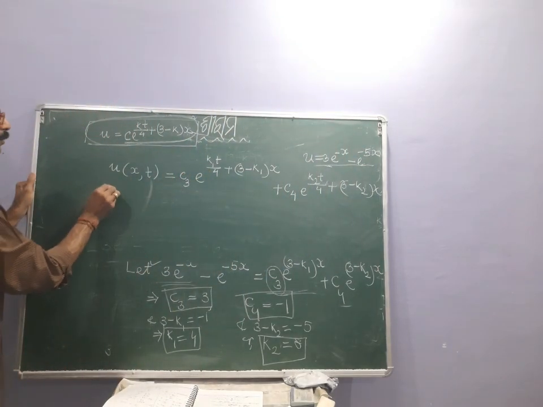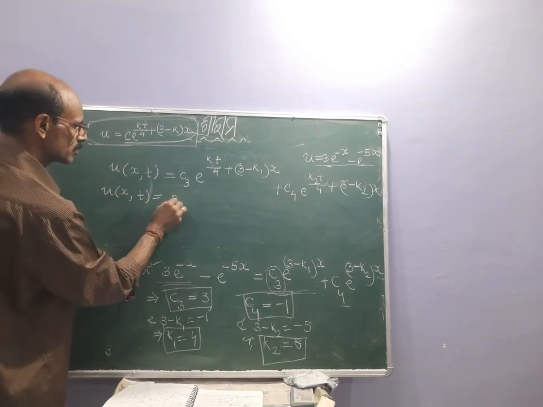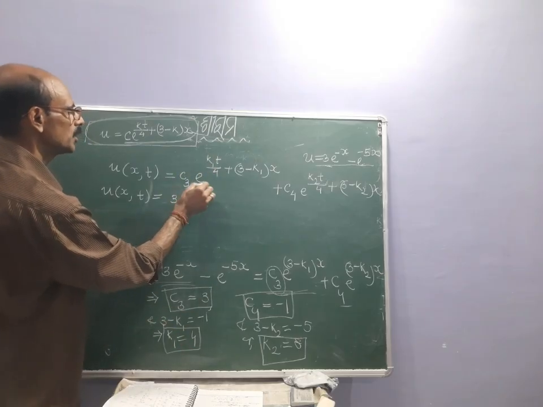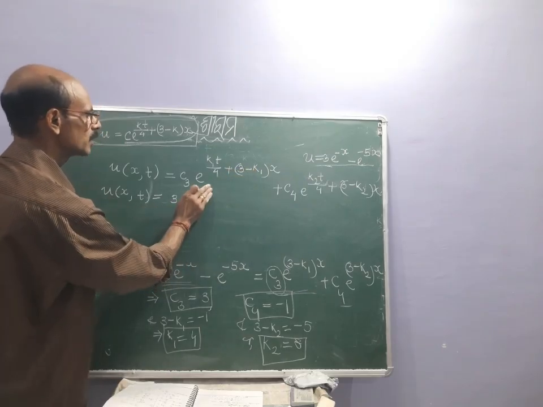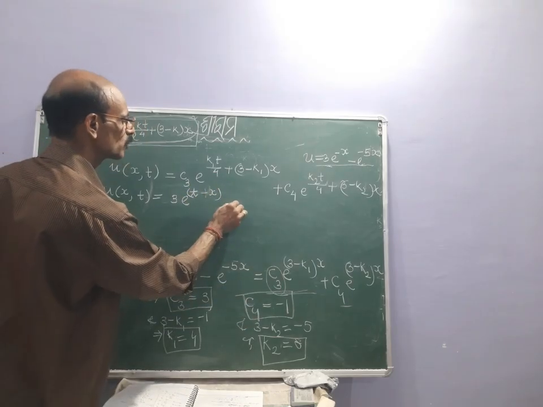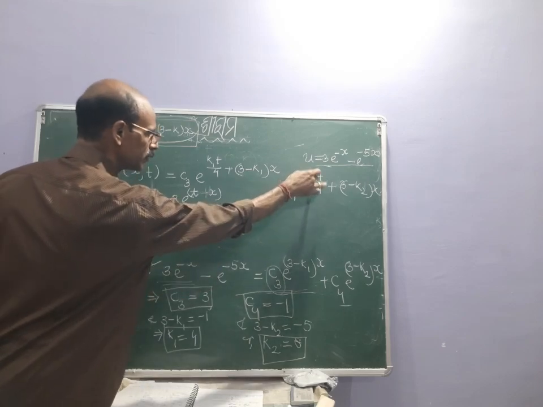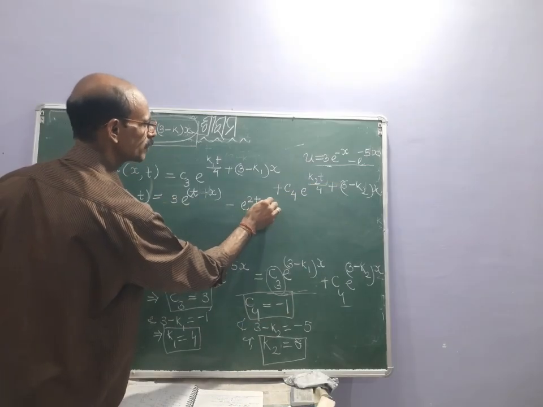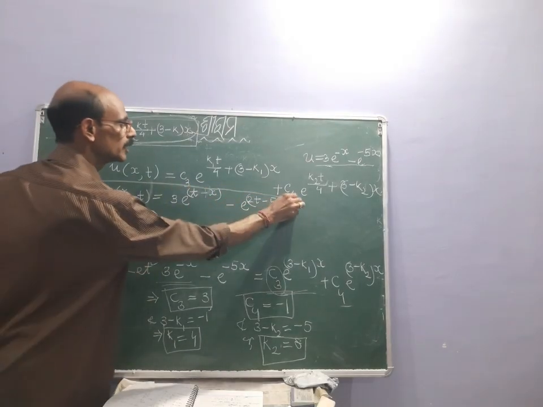Okay, let me proceed. So u(x,t) is equal to, using the value of c3 it is 3, and using the value of k1, 4 by 4 is 1, so t plus 3 minus k1, that is 3 minus 4 is minus 1, so t minus x, c4 is minus 1, so I am not writing 1, and k2 is 8, 8 by 4 is 2, so 2t, 3 minus k2, 3 minus 8 is minus 5, so minus 5x. So this is the ultimate solution.